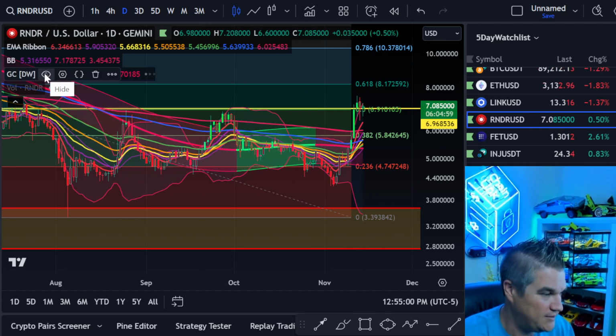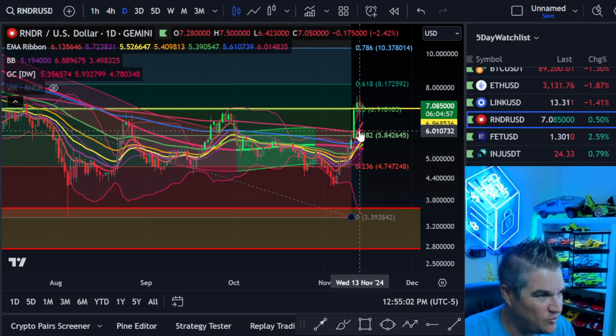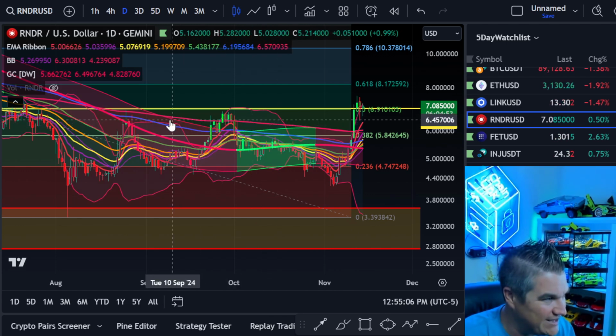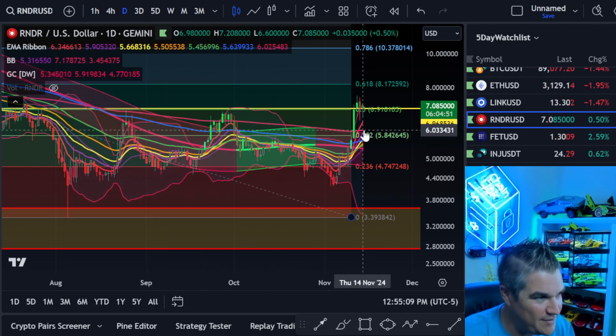Gaussian channel. Turn that on. We're still red here. We have the 200-day EMA in this pink. I know you can see it right at the top here. Right at the same time, it's right near the top of the Gaussian channel. So if we move back down, $6 is our level to hold. Okay, so that's very significant. We don't want to go back below that.